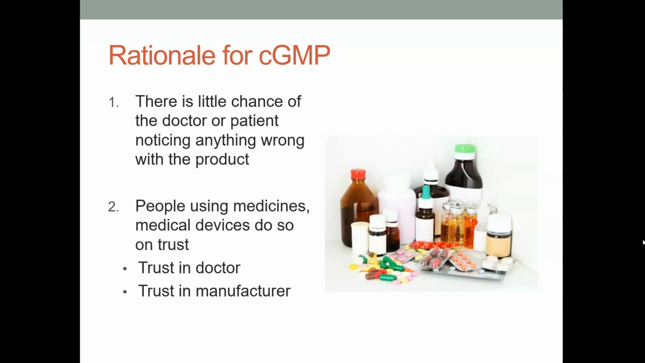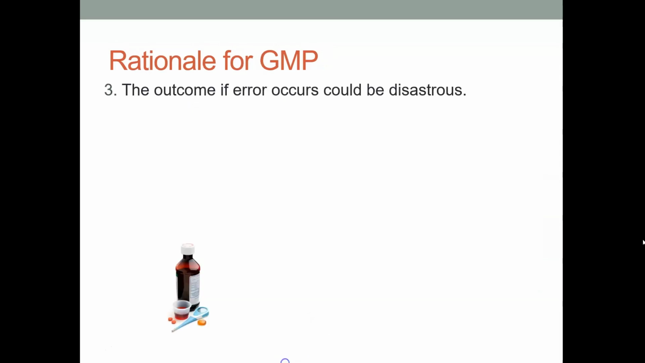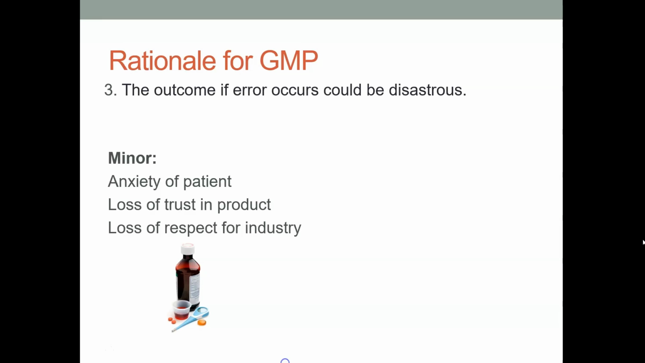People that are using the medicines or the medical devices are doing so on trust. So they're trusting, number one, in their doctor because they've prescribed this medicine, but they're also trusting in their manufacturer. So that's why people tend to stick a lot of the time with the brand names rather than going with generics in some cases because they know a manufacturer, they feel confident in it. But across the board, they should feel confident in the whole industry that quality products are being produced. The outcome, if an error occurs, could be disastrous.